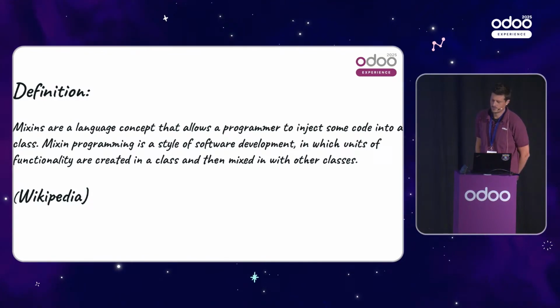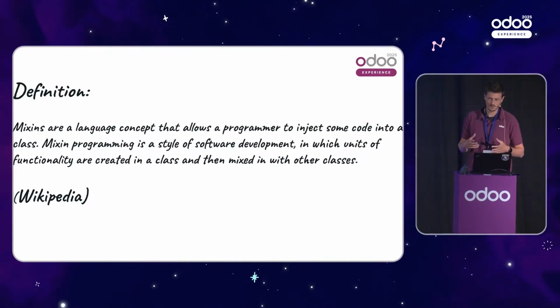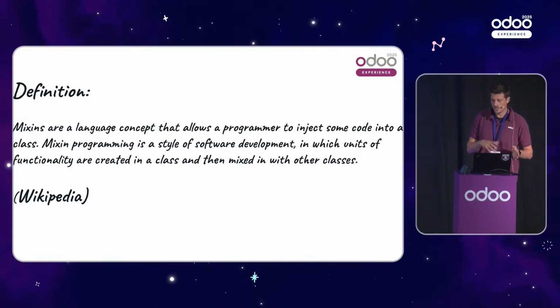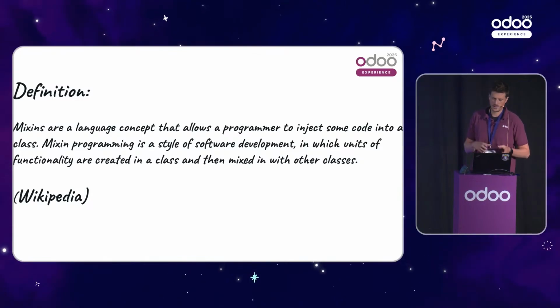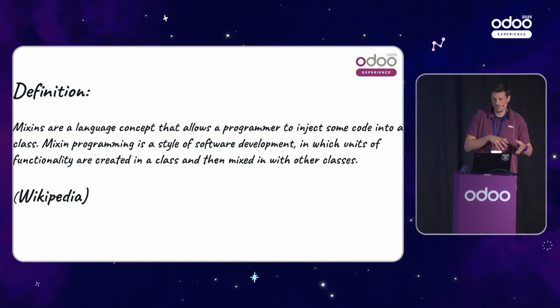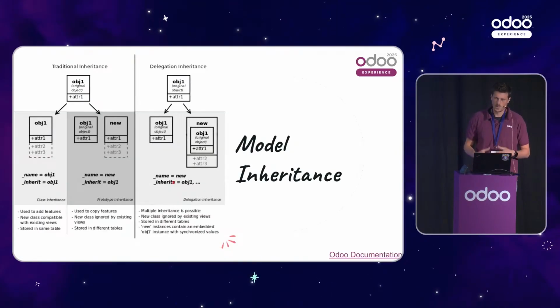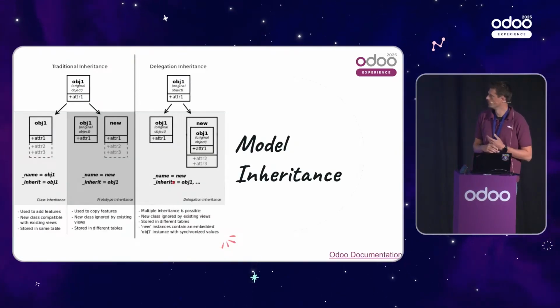So to summarize this definition a little bit, the goal here is to create your own class. This class will just be used to be reusable for other classes, and the goal is to inherit some mechanism from the main class, from the abstract class, to other classes. So now we know this definition. How can we do that in Odoo?